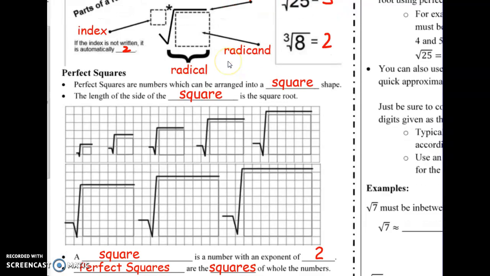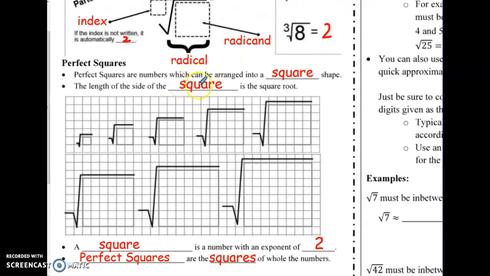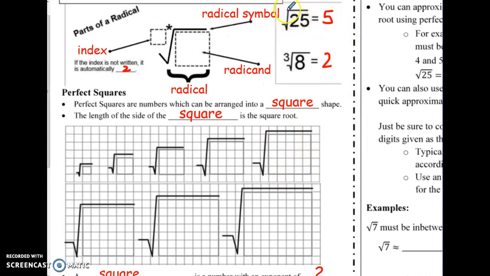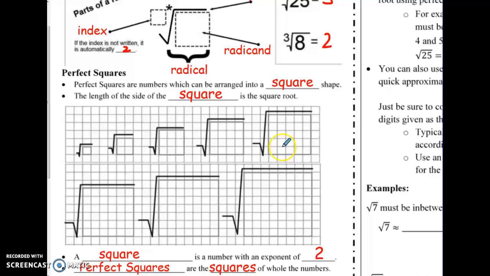We're going to focus on perfect squares today. Perfect squares are numbers that can be arranged into a square shape. So the length of the side of the square ends up being that square root. So I guess we're going to start over here because that's the problem I gave you up here. The square root of 25 could geometrically be written this way. Inside my square root symbol, I have a 5, 1, 2, 3, 4, 5. I have a 5 by 5 square, and I'm pretty sure it's 5 units tall.